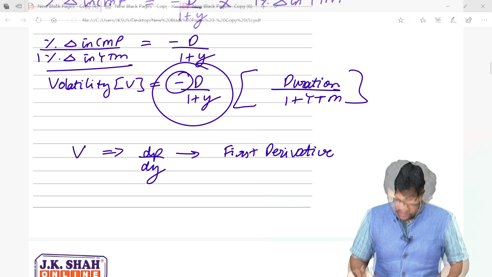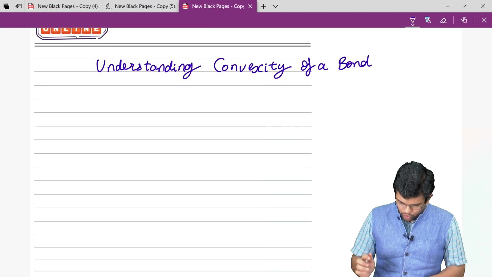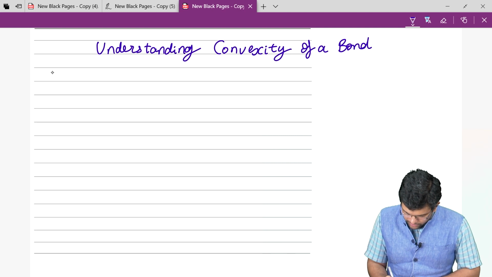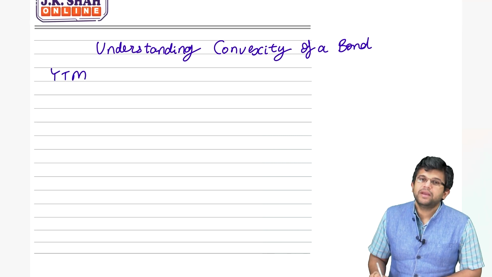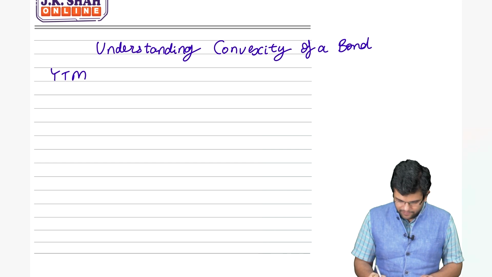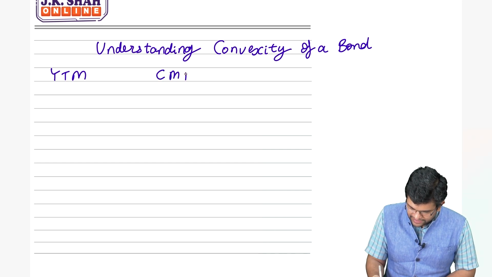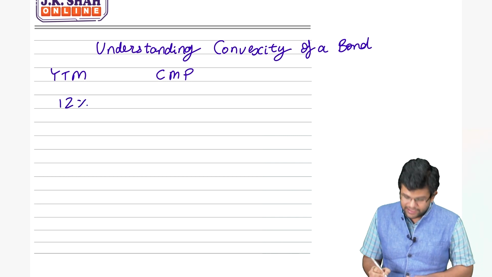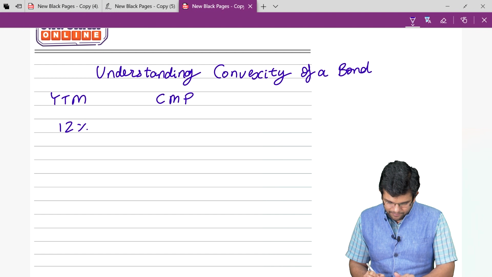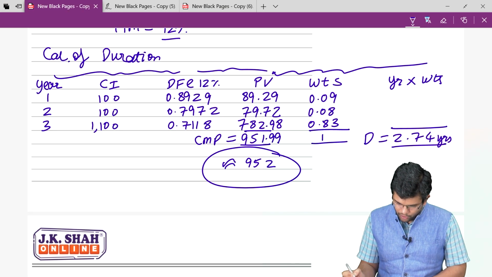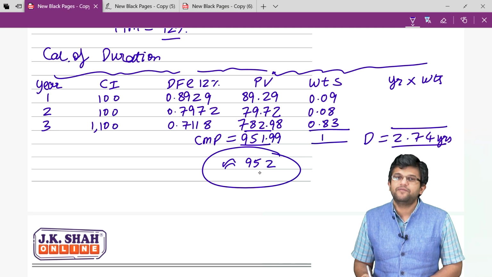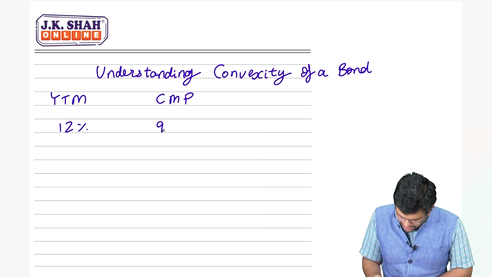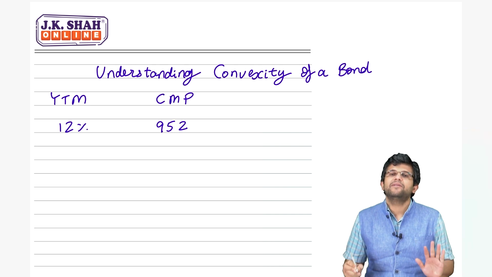Everyone clear till here? So now students, coming to convexity. Now please pay attention. I'll write down here YTM. Children, YTM is the independent variable on the basis of which we get the dependent variable, that is CMP. Now at a YTM of 12%, the CMP that we got was 952, correct? 952 was the CMP that we got. So I'll just write down here 952. Everyone agreeing with me till here?